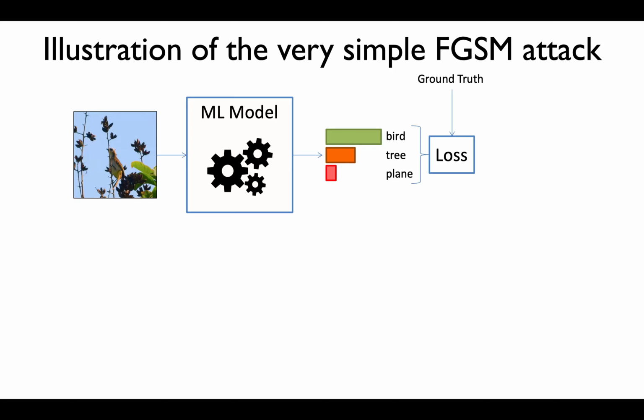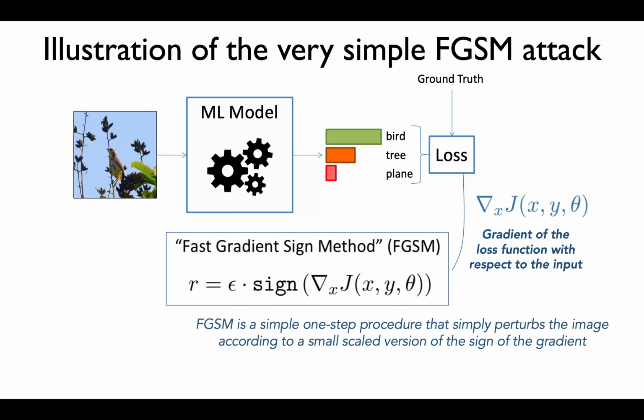To illustrate this, we make use of the very simple fast gradient sign method, which is one of the earlier attacks. In this, we start with the machine learning model. We do not change its weights, but then we start thinking about how we change the input image so as to maximize the loss. And for that, we make use of the gradient of the loss function with respect to the input. I emphasize again, this is with respect to the input. So we find the way we can change the input to maximize the loss.